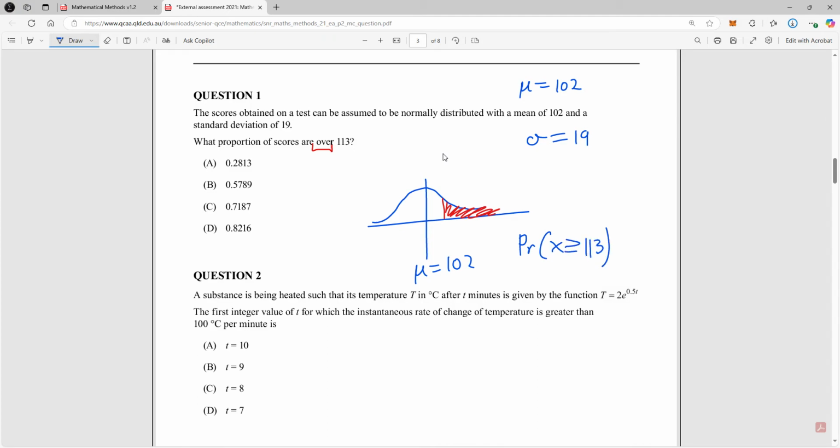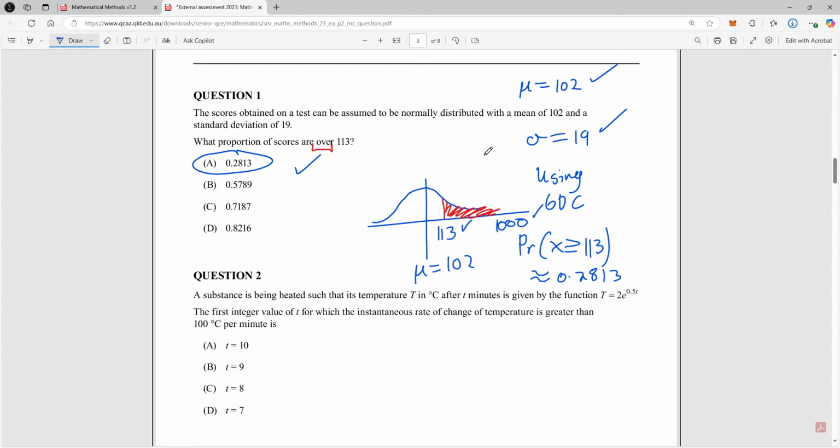Now if you're doing a short response, you would obviously use a graphics display calculator, so you just write using graphics display calculator or GDC. You actually have to put that physically into your calculator. So your lower bound would have to be 113, and for your upper bound you can choose any large number really, so 1,000 would suffice here. Average 102, standard deviation 19, lower bound 113, upper bound 1,000, and you should get about 0.2813, okay? Which is A here. So that's the correct answer to question 1, okay?